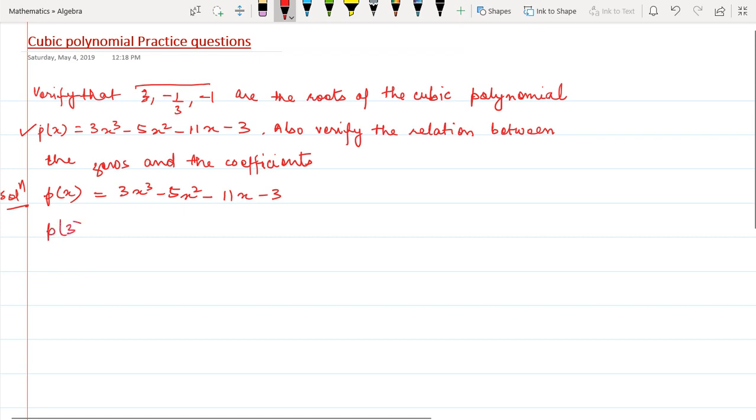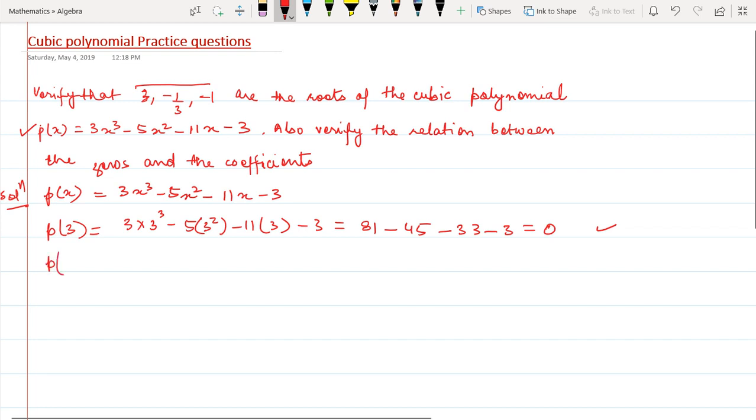Now let's see whether p of 3 satisfies this equation. It becomes 3 into 3 cubed minus 5 into 3 squared minus 11 into 3 and minus 3, which is equal to 3 into 27, which is 81, minus 9 fives is 45, minus 33, minus 3. This is equal to 81 minus 45 minus 33 minus 3, which is actually equal to 0. So this is certainly a root of p of x.